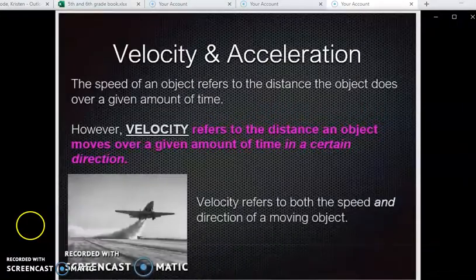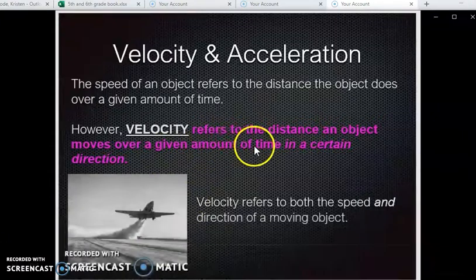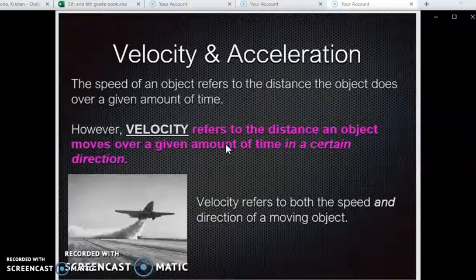So let's go over again what velocity is. Velocity, again, is the same thing as speed, except it's in a particular direction. So here it is again. Velocity again refers to the distance an object moves over a certain amount of time. That's the same definition for speed, where we take how long something took to go a certain distance, except for velocity, it's in that certain direction. So velocity again refers to both the speed and the direction of that moving object.